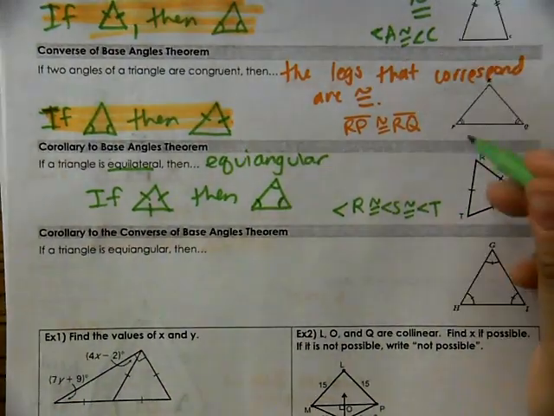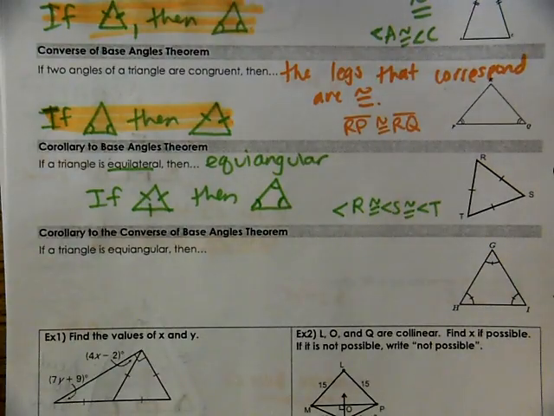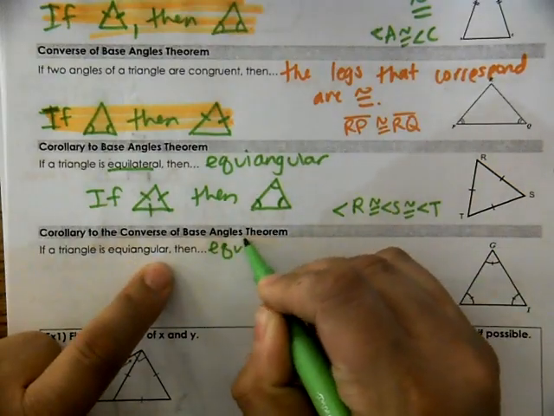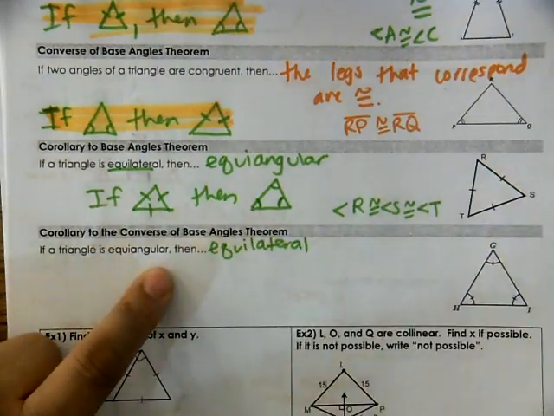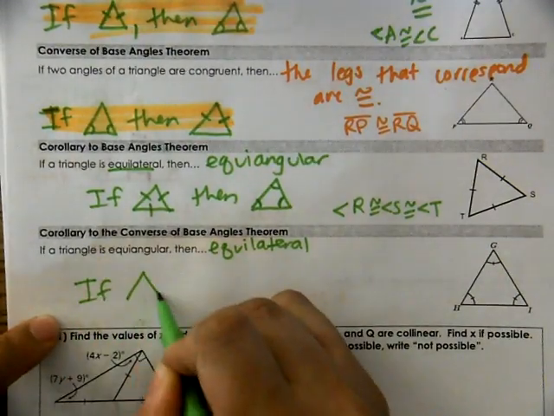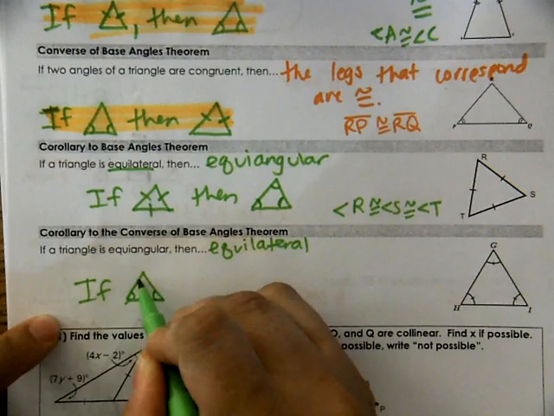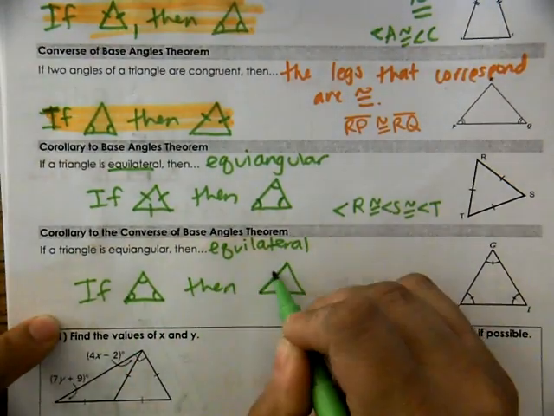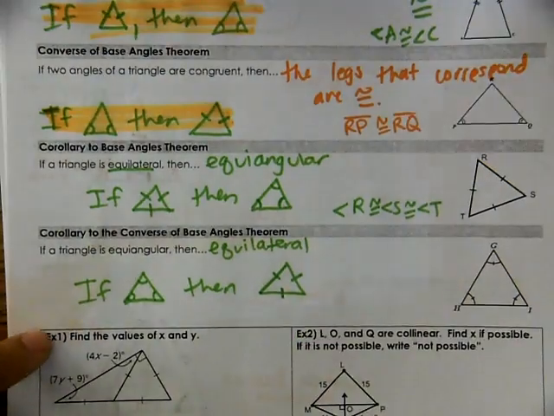Okay, so R, S, and T would be congruent to each other in this diagram. Whereas if we talked about the triangle being equiangular, then it's going to end up being equilateral. And then we can draw another diagram just reversing that, showing that these three angles are all congruent to each other. Therefore, the three sides will be congruent to each other.